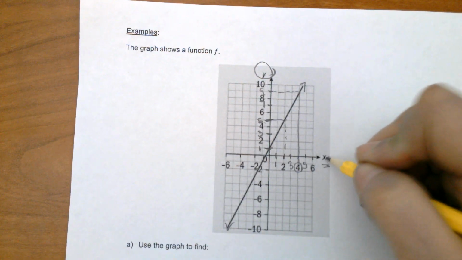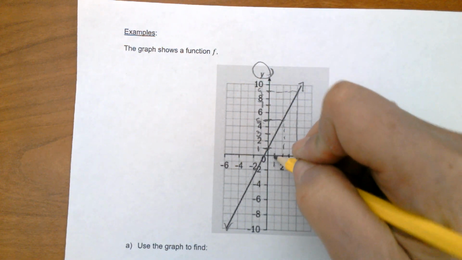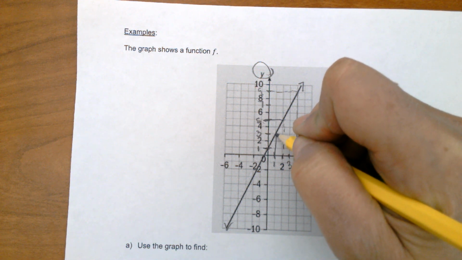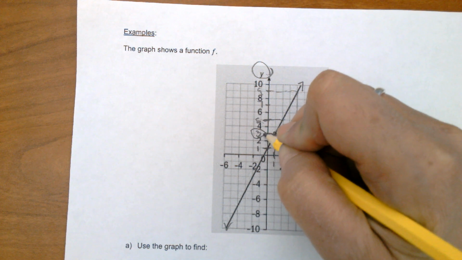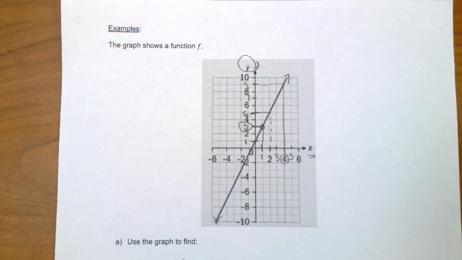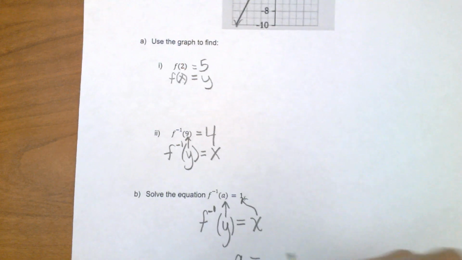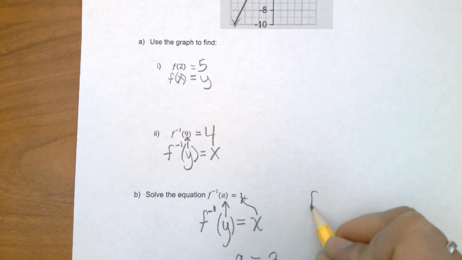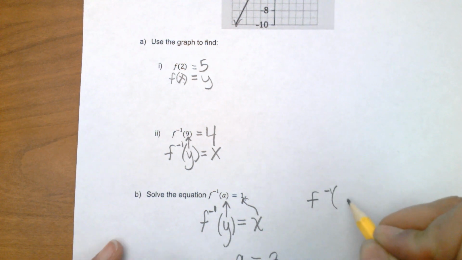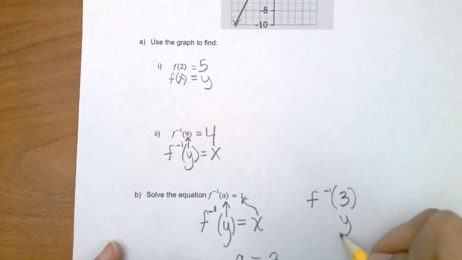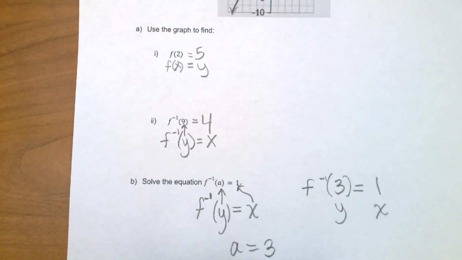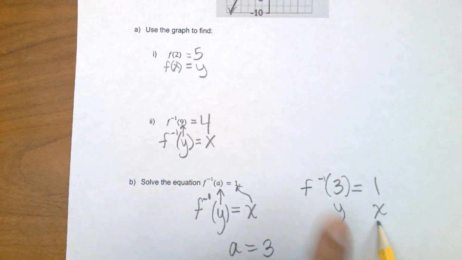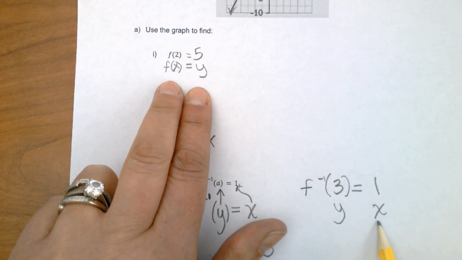So let's go to the x-axis and go to 1. We're going to go all the way up. We hit the line. So let's see what our y value is. Our y value is 3. So a equals 3. What that means is if I went to the 3 on the y, I would get out an x of 1. Notice this is reversed than what we had before.